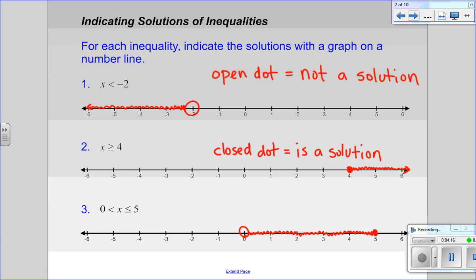Take note, a general rule is that if you have less than or greater than symbols, these are all designated with open dots. However, if you have less than or equal to or greater than or equal to symbols, these will always be closed dots on our number line.